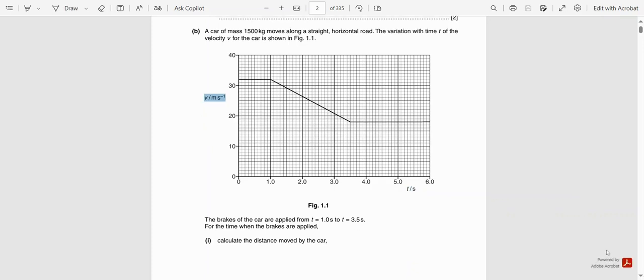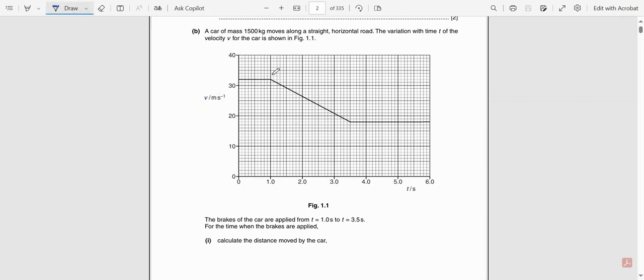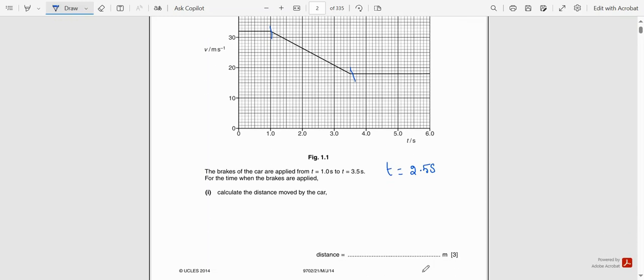So what they are asking: the brakes of the car are applied from t is equal to 1 second to t is equal to 3.5 seconds. So the brake has been applied from t 1 second to 3.5. So total time they have applied the brake for 2.5 seconds. After that, they are asking to calculate the distance moved by the car at the time of brakes applied.